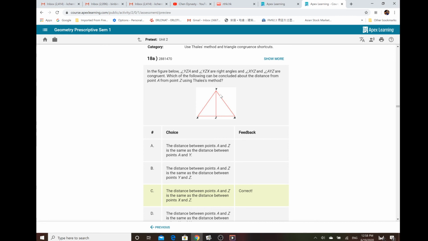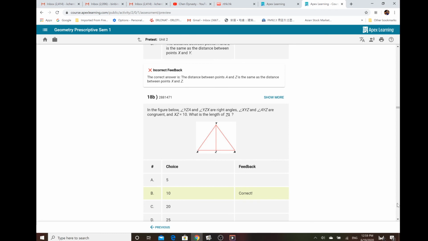So in order to put in the third condition, we need to prove this one by using angle psi. So we can say the distance between point A and Z is the same as the distance between X and Z. So this one can be proved by angle psi. Okay, so the distance between point A and Z is the same as the distance between point X and Z. So these two triangles here, we can show the congruency by using angle psi.